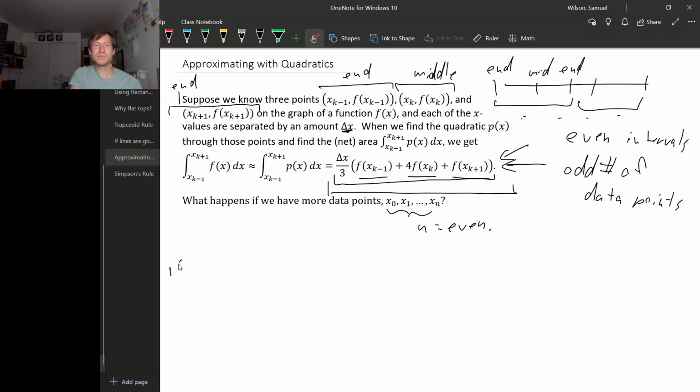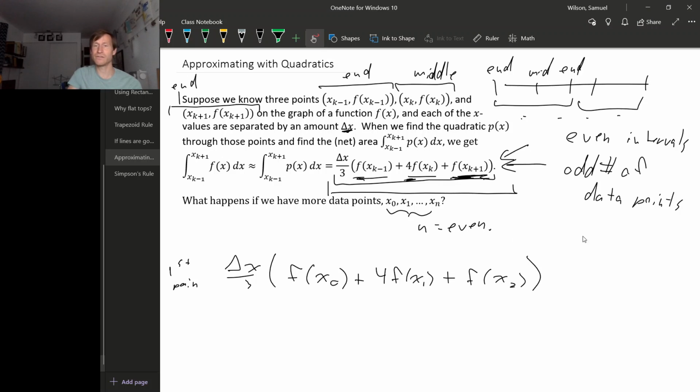So for the first pair of intervals, we get delta x over 3, and then the first one is multiplied by 1, so f of x sub 0, since the first pair starts at x sub 0. And then the middle one gets a 4, so 4 times f of x sub 1, and then the right-hand point gets a 1, so 1 times f of x sub 2. So that's for the first pair of subintervals.